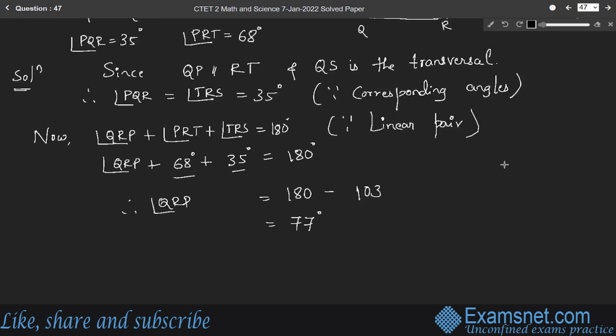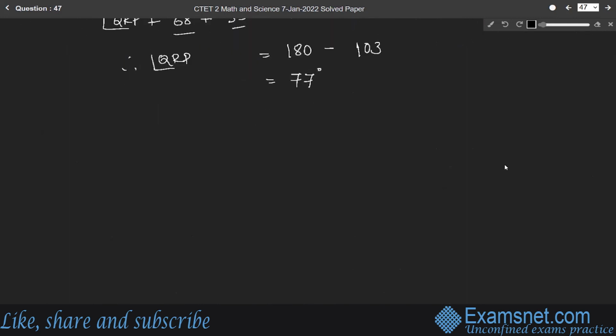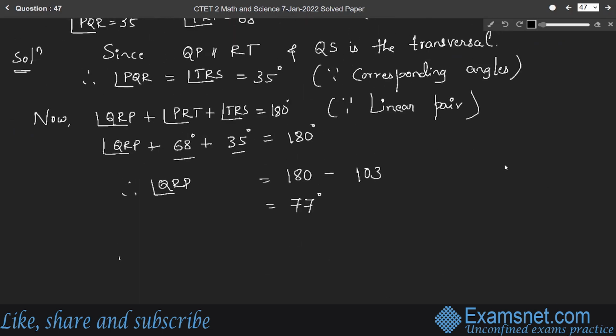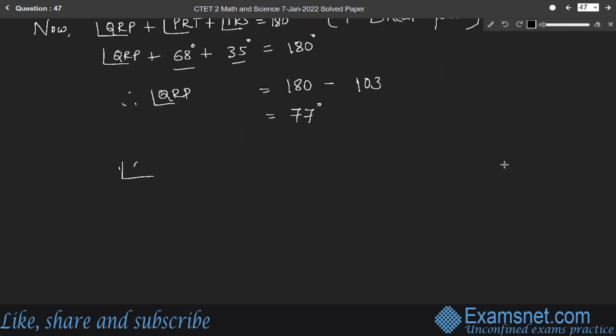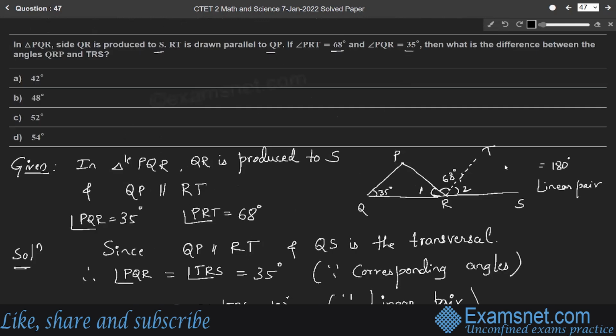So, angle QRP. So, in the question, the difference between QRP and TRS. Therefore, which angle is greater, angle QRP or TRS? Yes, QRP is greater. Therefore, angle QRP minus angle TRS is equal to 77 minus 35, which is equal to 42 degrees. So the difference is 42. Option A is the right answer.